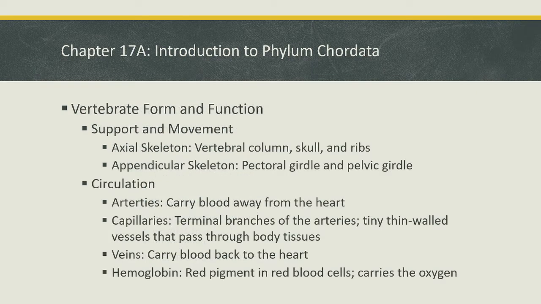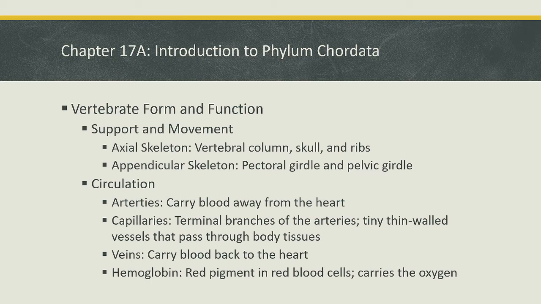And then we look briefly at vertebrate form and function, some of the different aspects that are common to vertebrates. First of all, support and movement. There are two main groups of the skeleton of vertebrates. There's the axial skeleton, and that's made up of the vertebral column, the skull, and the ribs. So basically your backbone, your head, and your ribs. That's your axial skeleton. And your appendicular skeleton are the different things that attach to that.